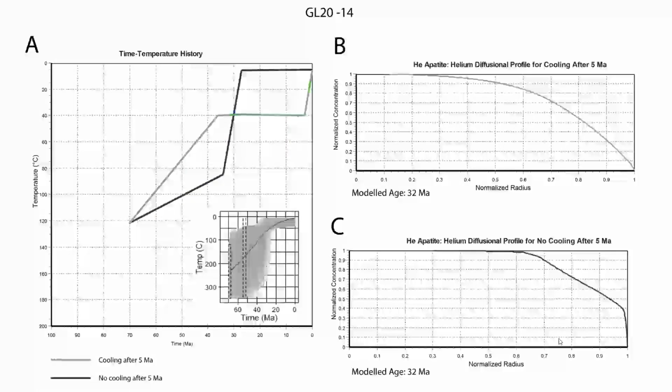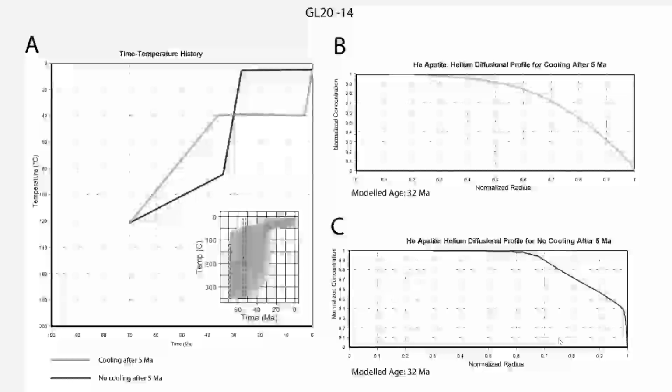And so this is an example. So these are two cooling histories here that you would get from modeling the apatite uranium, thorium, helium data. So they'd give you the same date, same number, but this one here, you get no cooling after about 5 Ma, and then this one you do get cooling after 5 Ma. But the helium diffusion profiles are different. And so that can tell you a lot if you put it into the model.